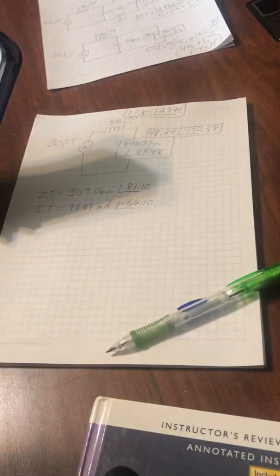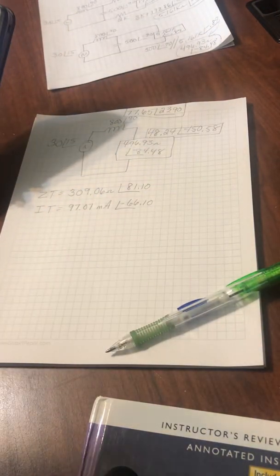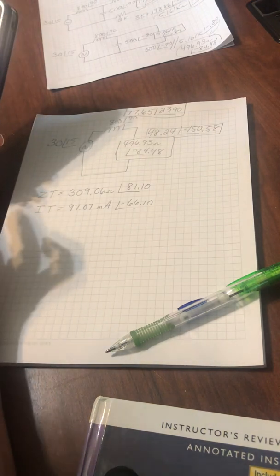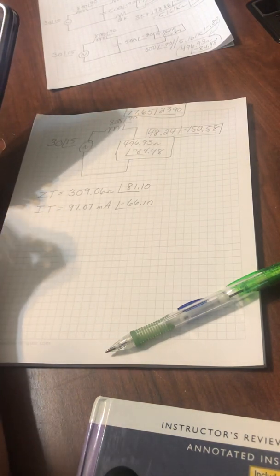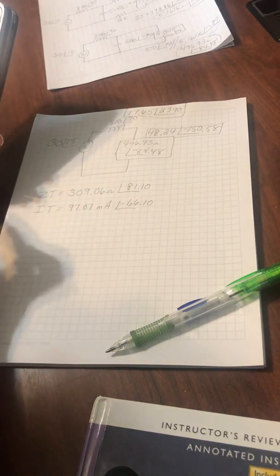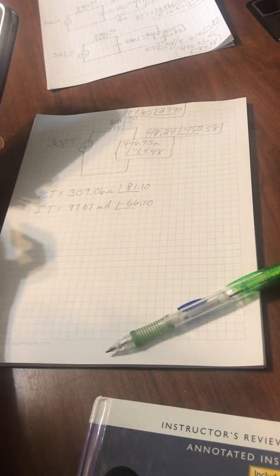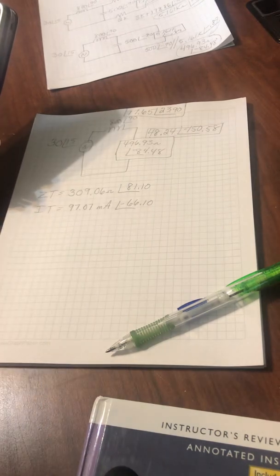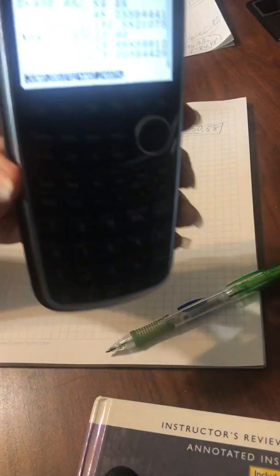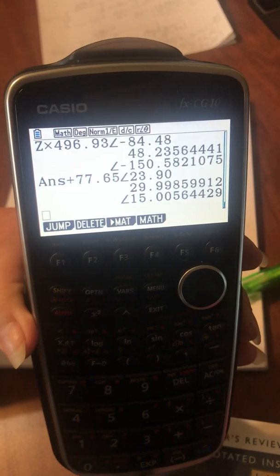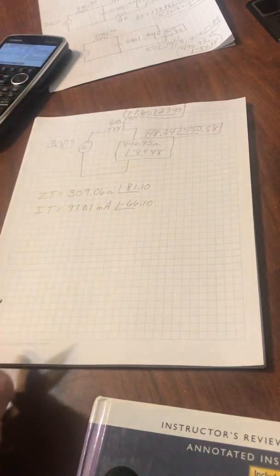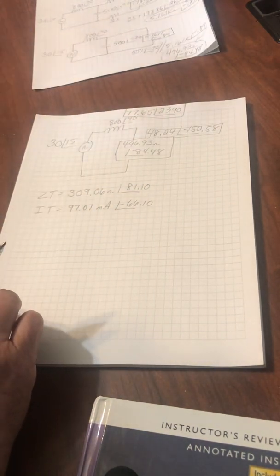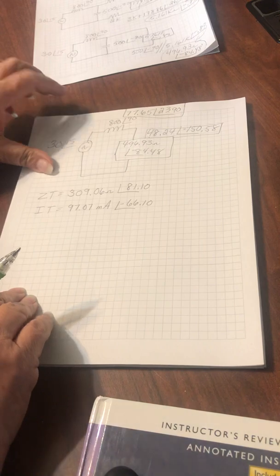it adds up to 30 at 15, because these look a little crazy. So that one plus 77.65 at an angle of 23.90 equals 29 at 15. You see it here. So that's pretty close. So that makes sense. This circuit is good. So now we can go back to the next one.